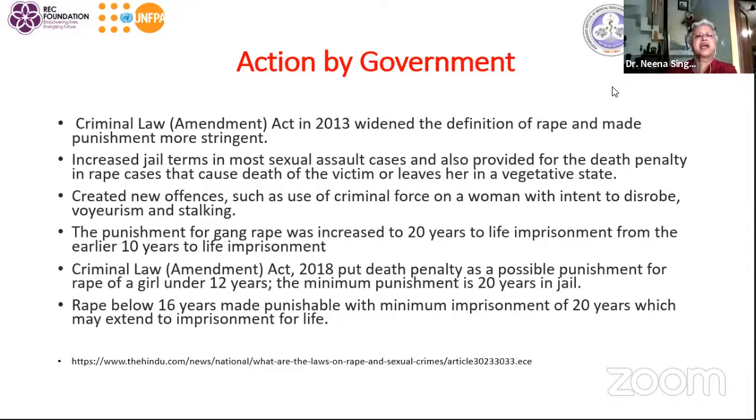The Criminal Law Amendment Act 2018 put the death penalty as a possible punishment for rape of a girl under 12 years. Minimum punishment is 20 years in jail. Rape below 16 years was made punishable with minimum imprisonment of 20 years, which may extend to imprisonment for life. So even the law is becoming more stringent after the Nirbhaya case. This was a new criminal amendment which was brought out in the rape laws.